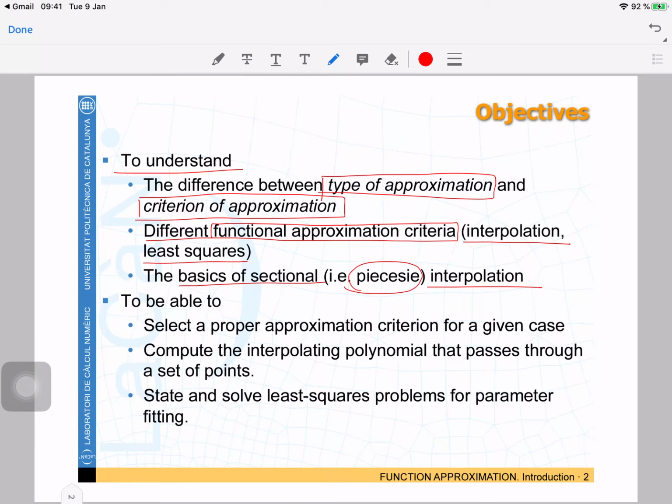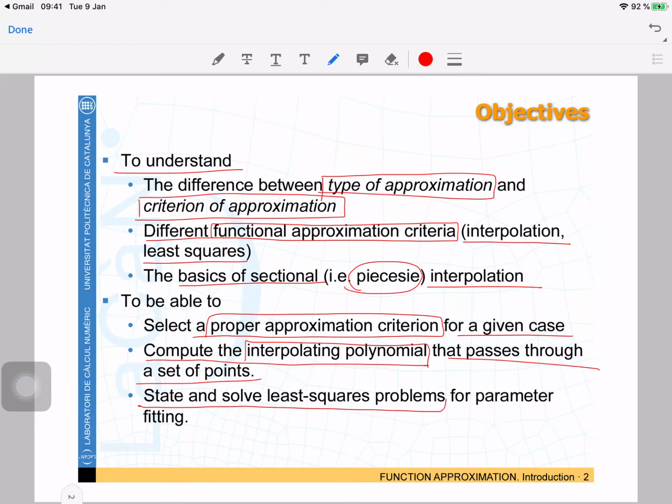All of these also make you able to select a proper approximation criterion for a given case. So if you have an application, then what is the best or proper approximation criteria for this case? Then you will be able to also compute the interpolating polynomial that passes through a set of points. Okay, and finally you will be able to state and solve least square problems. We will talk about least squares also in this module for parameter fitting.